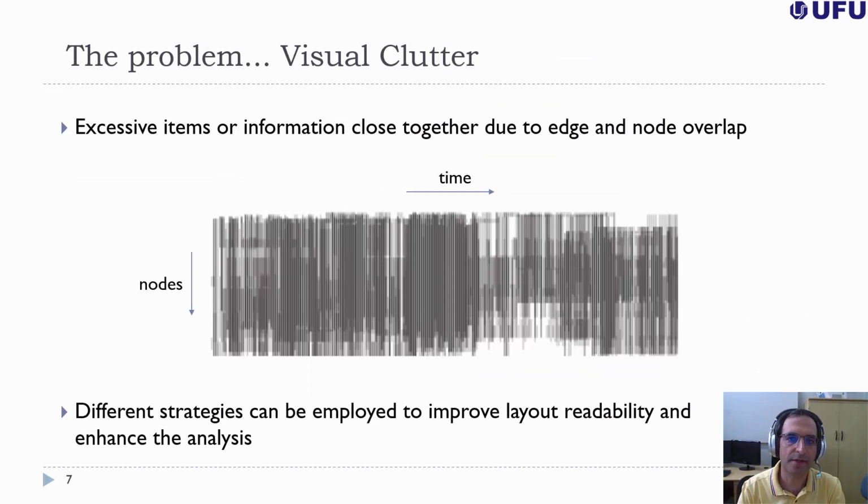So what is the problem of the MSV layout? In real-world networks, we can have thousands, even millions of nodes and edges. So when we plot this using MSV, we can have a problem that we call visual clutter, where it's very hard to find patterns in this visualization, because all the nodes and edges overlap. So we have to adopt different strategies to improve the layout readability and enhance the analysis.